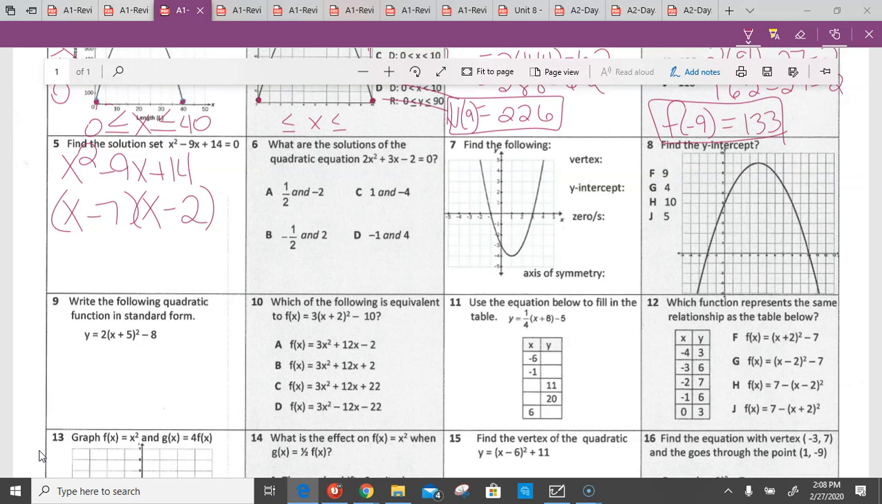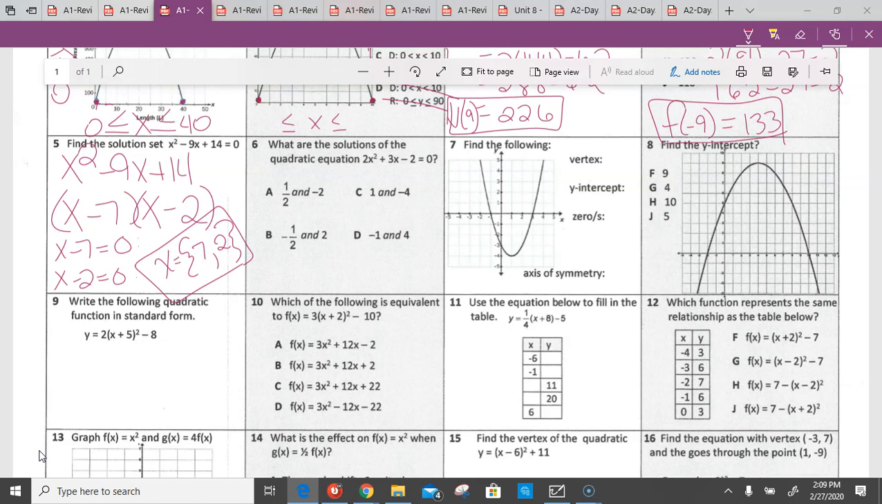Now, to get the solutions, I would have to make each factor equal to 0. So I'll take x minus 7 equal to 0 and x minus 2 equal to 0, because we're looking for the zeros, the solutions. What number minus 7 would give me a 0? Well, that would be a positive 7. What number minus 2 would give me a 0? Well, that would be a positive 2. So my solutions are x equals positive 7 and x equals positive 2.